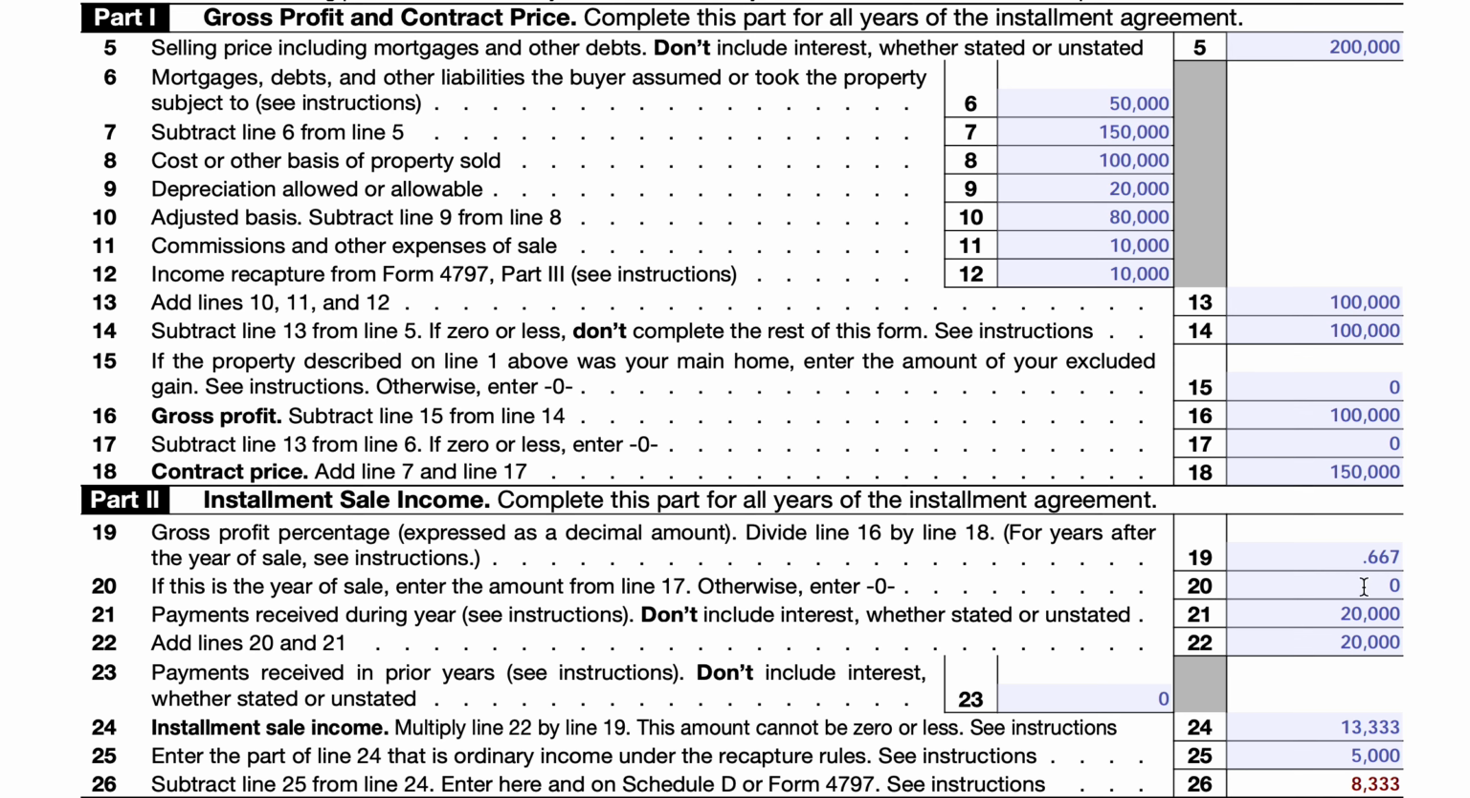.667. And then if this is the year of the sale, you would enter the line 17 amount, which happens to be 0. But if this is not the year of sale, you would enter 0 anyway. And then in line 21, let's just say that John Doe received $20,000 during the year. You would not include interest, whether or not it's stated or not. But it would be any money, any fair market value of property or services that you received in that year.